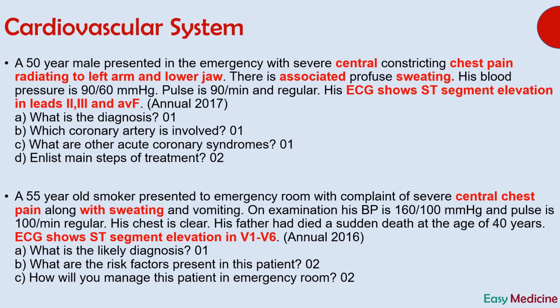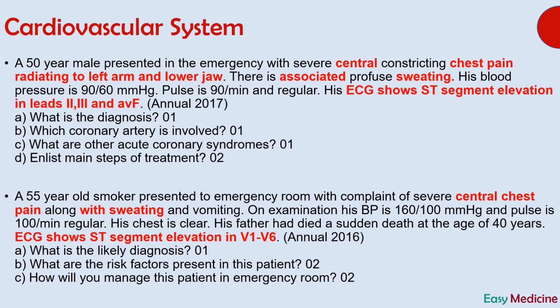As we know, the anterior wall of the heart is supplied by the left coronary artery, and the posterior and inferior walls of the heart are usually supplied by the right coronary artery. And leads 2, 3 and AVF are inferior leads, and ST elevation in these leads indicates that the inferior wall of the heart is involved, as seen in the first scenario. And as we have discussed that the inferior wall of the heart is supplied by the right coronary artery, so whenever you see ST elevation in leads 2, 3 and AVF, this means that the right coronary artery is involved and the inferior wall of the heart has undergone infarction.